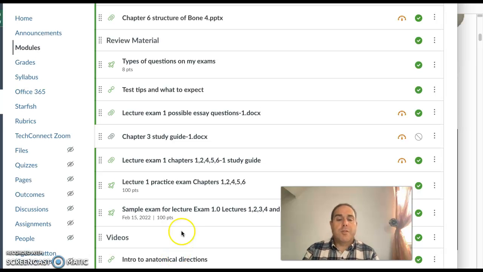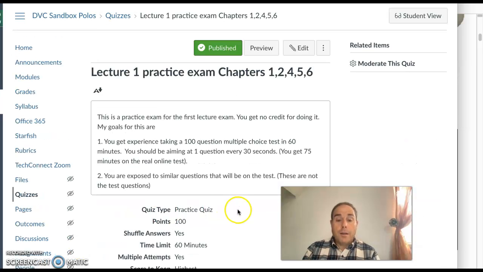Now, I also have 2 sample tests. When you open the sample tests, it takes you to a big scary screen. It looks like an online test. Now, this is just a practice test. I have a little text here, and to get you used to taking a long test in a short amount of time. It has 100 questions. You have 60 minutes. On a multiple choice question test, you should be answering 2 questions per minute.